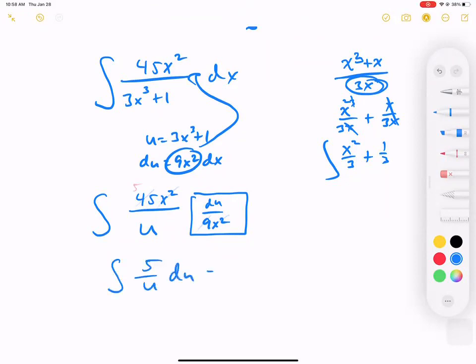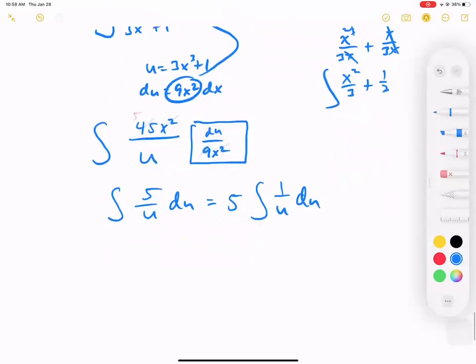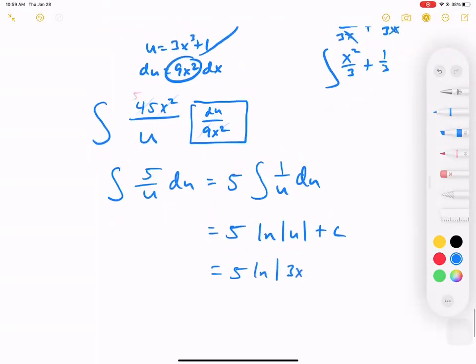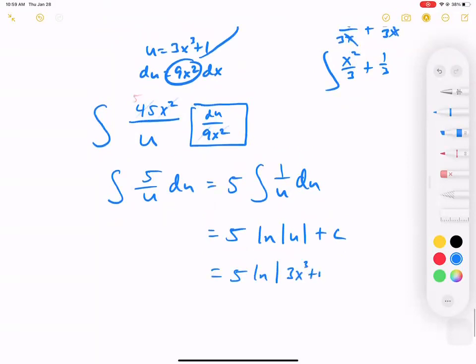Now I'm going to make this a little easier for you. I'm going to take out the 5 because it's a constant. And what is the integral of 1 over u du? Do you remember? This is going to be the natural log of u. Don't forget the absolute value. That is necessary here. It's a straight identity. And now we have 5 natural log of the absolute value of 3x cubed plus 1, plus c.